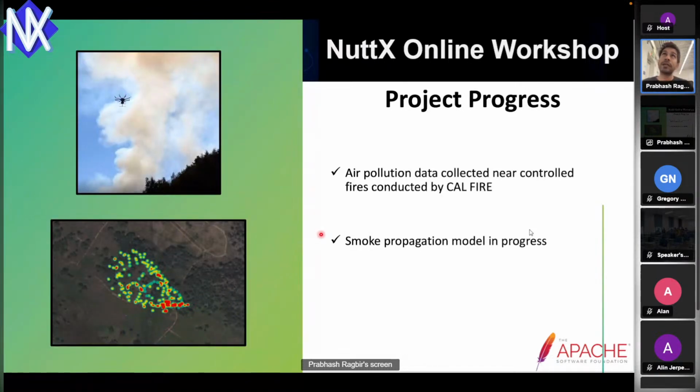Last year, we collected chemical data near controlled fires conducted by CAL-FIRE. CAL-FIRE is the fire protection service here in California. They conduct these prescribed burns in preparation for wildfire season, and they allowed us to work with them during these prescribed burns so that we can conduct our research, test out our system, and collect chemical data by flying the drones near the smoke that was emitted during these fires. Using the data that we collected here, we started working on a smoke propagation model, and you'll see more about this later on in the presentation.